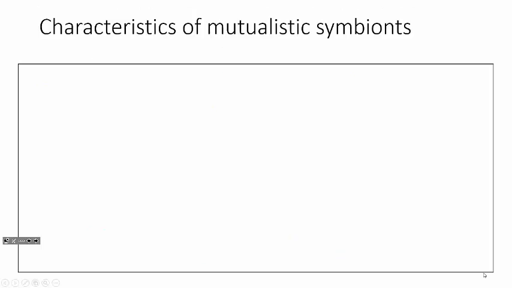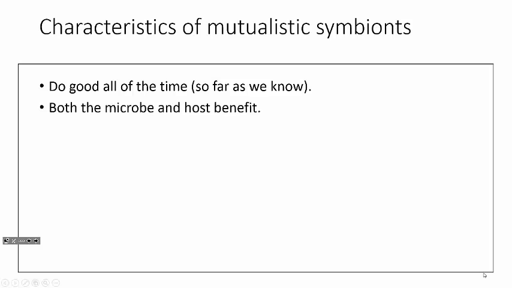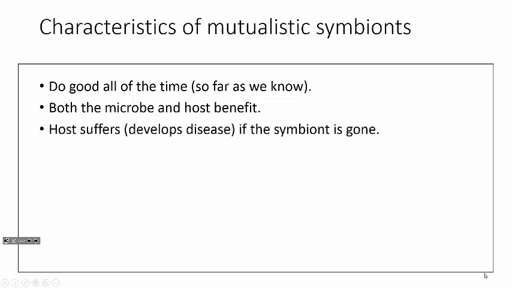So let's talk about characteristics of mutualistic symbionts, or how can we tell if something is a mutualistic symbiont? They do good all of the time, so far as we know. Like I said, in biology, we always have to say that because there's always an exception. And both the microbe and the host benefit. And the host suffers or develops disease if the symbiont is gone. So let's take a look at some of the microbes from our list that we're going to be studying this semester that are considered mutualistic symbionts.